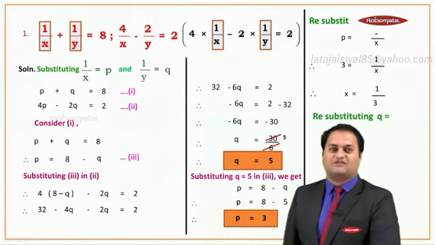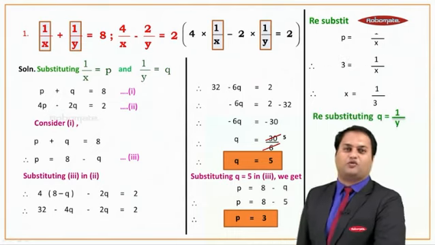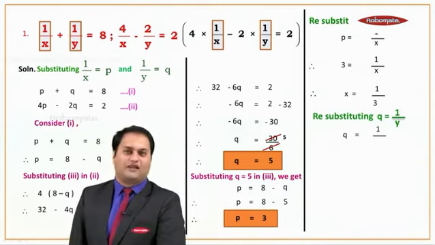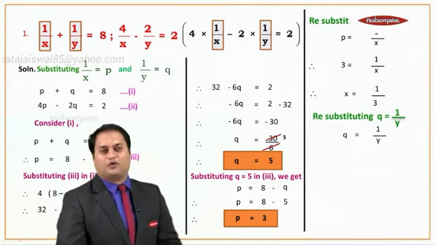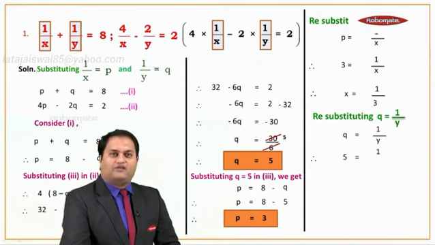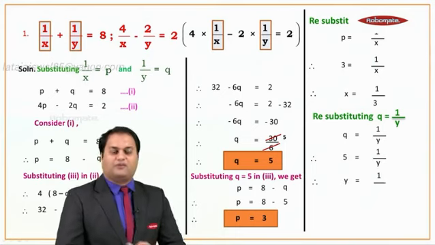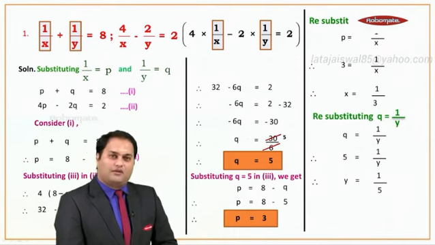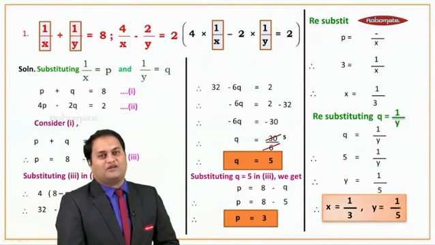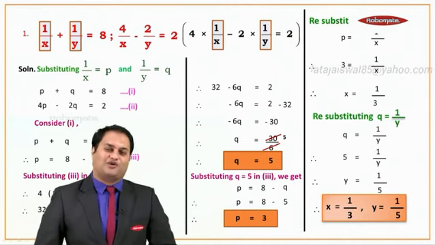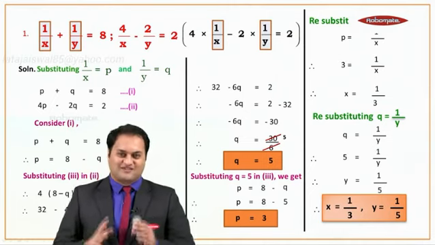Now to find y, let us resubstitute q as 1 upon y. So resubstituting q is equal to 1 upon y. Chalo, let's resubstitute q is equal to 1 upon y. What is q? 5 is equal to 1 upon y. Cross multiply, we get y is equal to 1 upon 5. You got x, you got y. Write the final answer. x is equal to 1 upon 3 and y is equal to 1 upon 5. Is this concept clear?